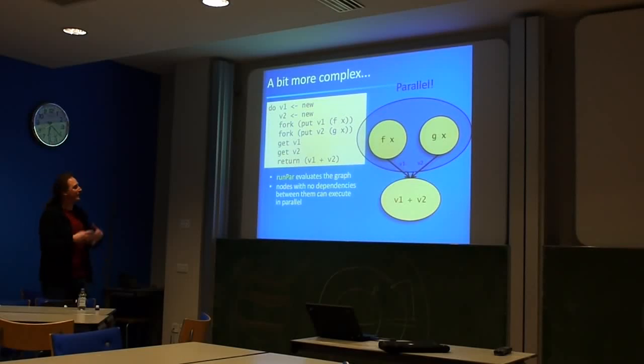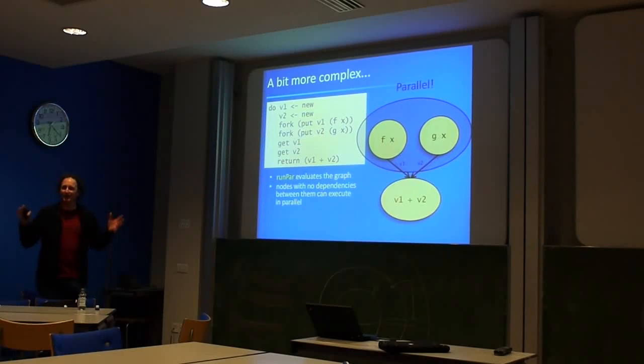You don't have to say explicitly that you want to run f of x and g of x in parallel. The very fact that there are no dependencies between them means that they can run in parallel. And they will do if there are multiple cores available. So what we're writing here is a data flow graph. Okay, so you're creating the nodes in the graph by doing fork, and creating the data flow at the edges between them by doing get and put.